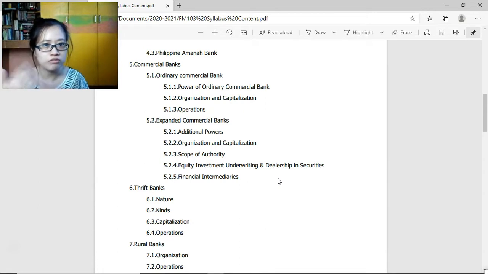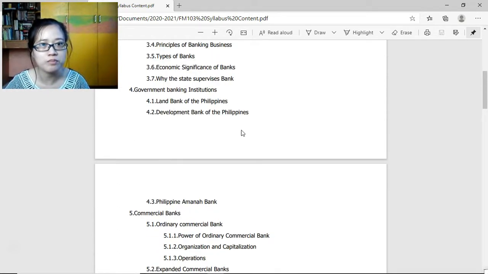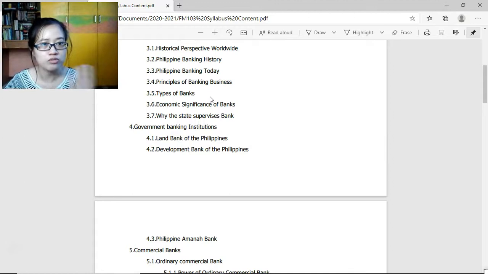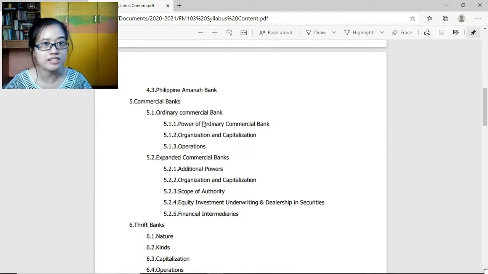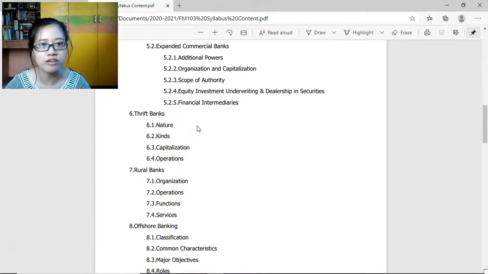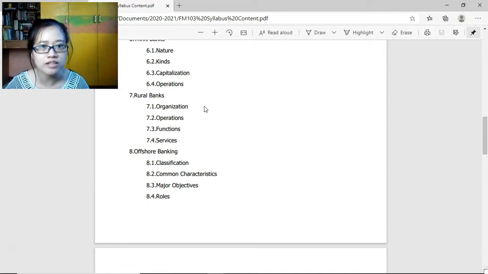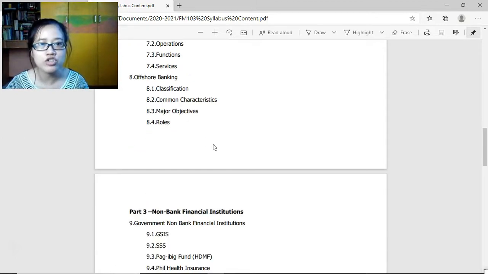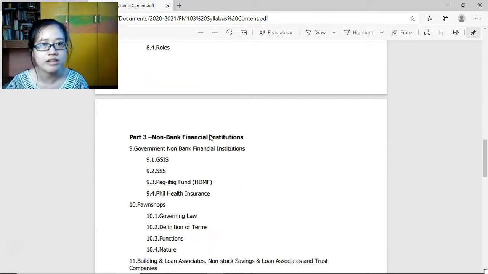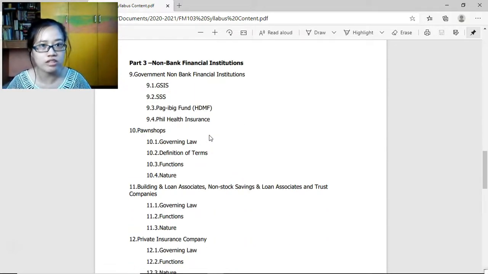Okay. And then number 6, we have thrift banks. So basically the first one here at the top, types of banks, is just an overview, then later on we'll be discussing each type of banks. So we have commercial, we have thrift banks, the nature, kinds, capitalization, and operations. Rural banks, so we have organization, operations, functions, and services. Offshore banking, so we have classification, common characteristics, major objectives, and the roles that they have.